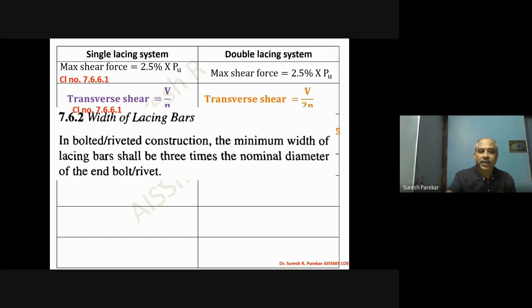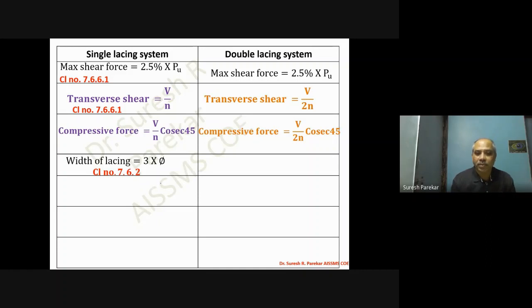Now the compressive force we have is V upon N cosec 45, and here V upon 2N cosec 45. Then we have the width of lacing bar. According to 7.6.2, we have 3 times the nominal diameter of the end bolt. So we have 3 into the nominal diameter of the bolt which we are using for connections. Generally it is taken as 16 millimeters.